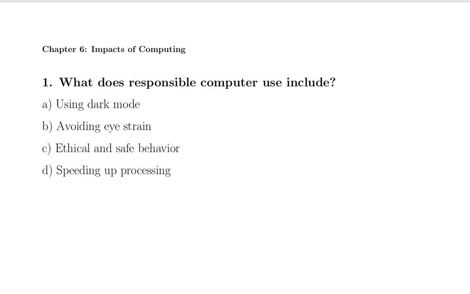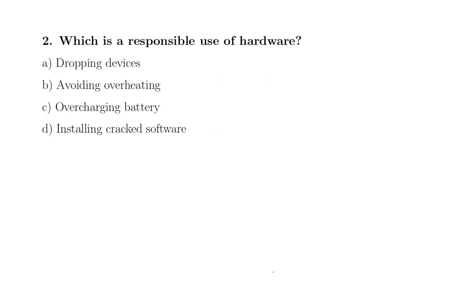Question number 1: What does responsible computer use include? Using dartboard, avoiding eye strain, ethical and safe behavior, speeding up processing. The correct option is ethical and safe behavior. That is option C.